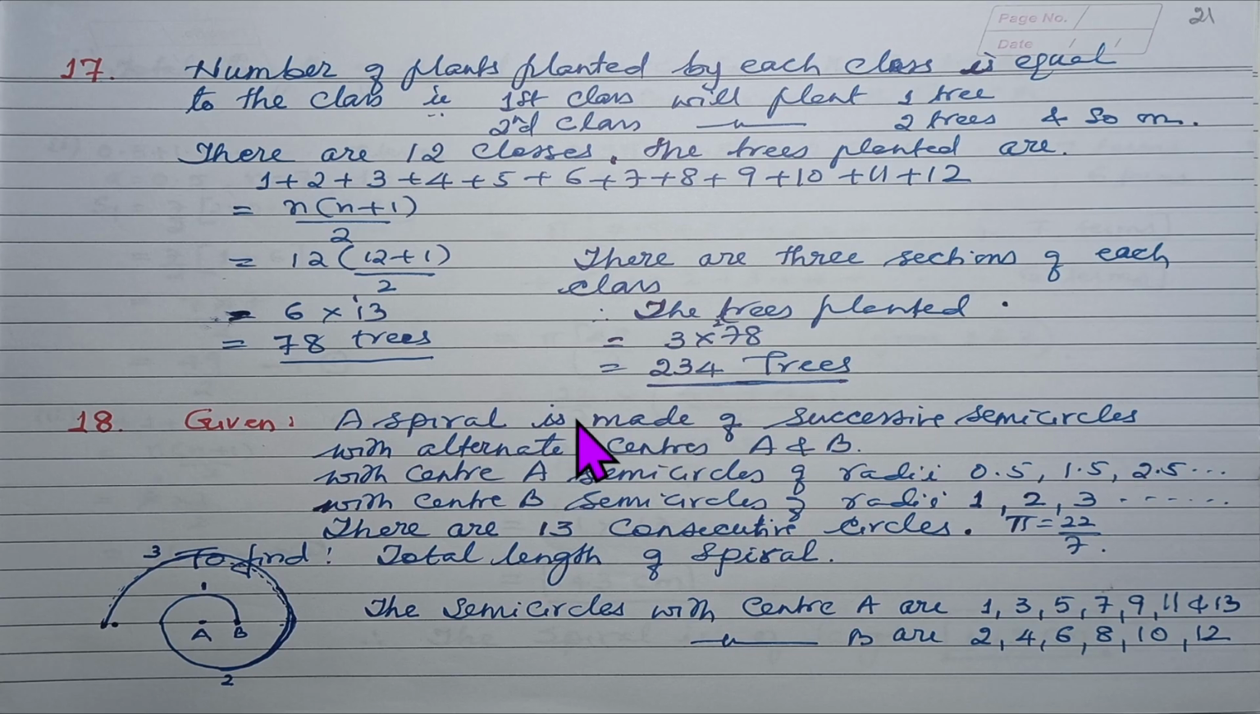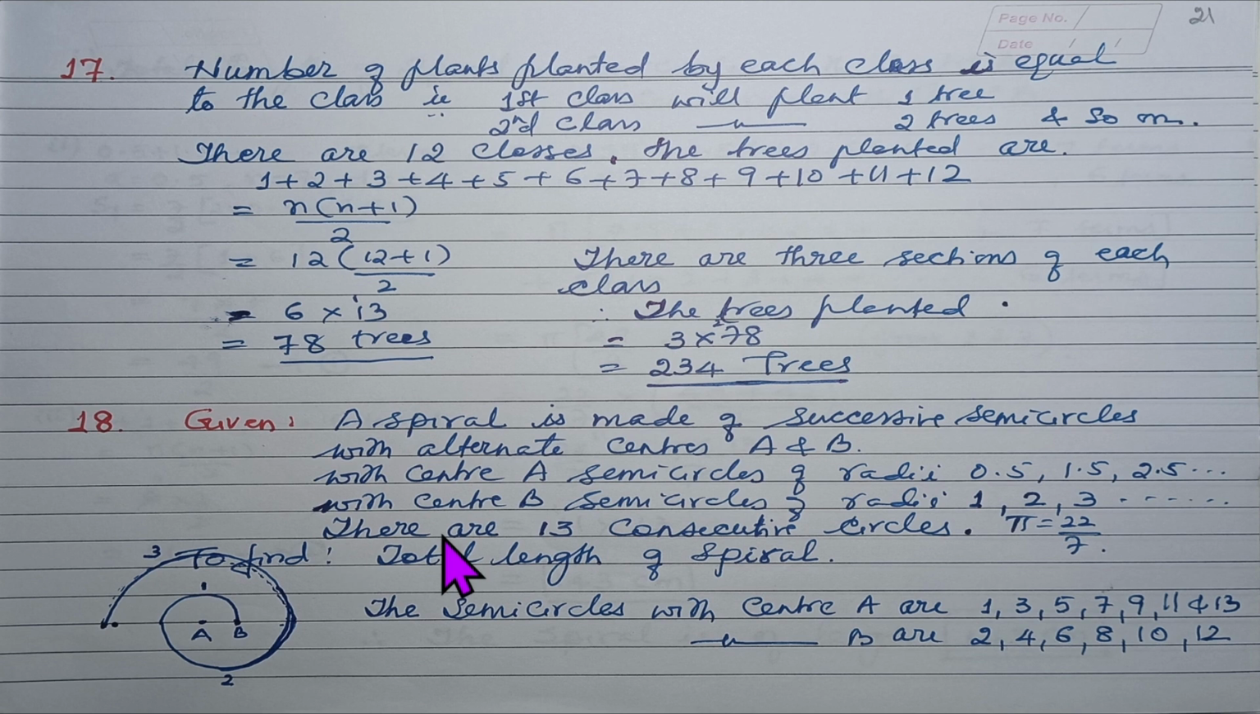Now coming to the next example: a spiral is made of successive semicircles. Please understand this. A spiral is made of successive semicircles with alternate centers A and B. So there is center A here, and center B here. With center A, semicircles of radii 0.5, 1.5, 2.5 are drawn, and with center B, semicircles of radii 1, 2, 3 are drawn. In all there are 13 consecutive semicircles, and we have to take pi as 22/7 and find the total length of the spiral.